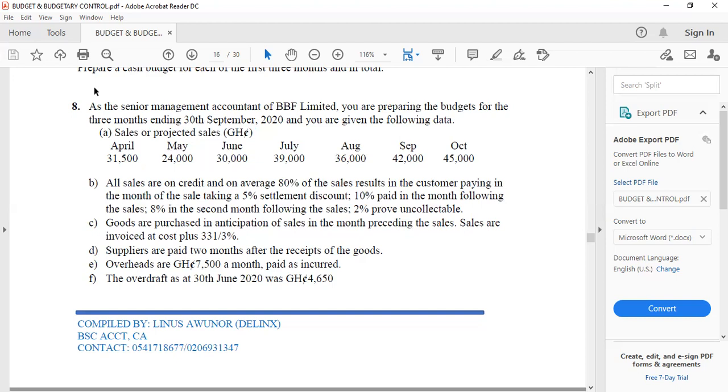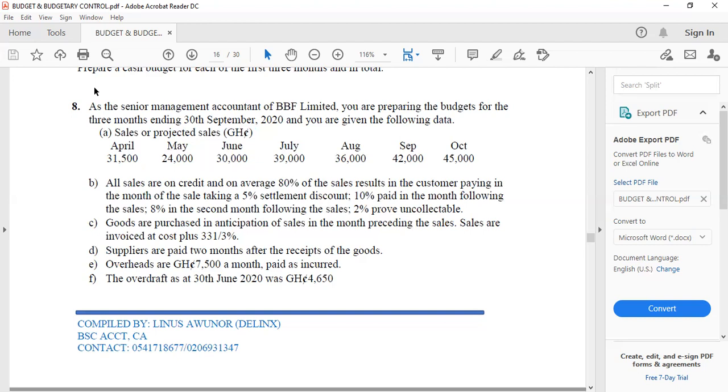Let's move on. Suppliers are paid 2 months after the receipt of the goods. So if you receive the goods in April, in what month are you going to pay? June. If you receive in May, in what month are you going to pay? July. Overheads are 7,500 per month paid as incurred. So as soon as you incur it, you pay it in the month that you incur it. Are you okay? Yes. Okay.